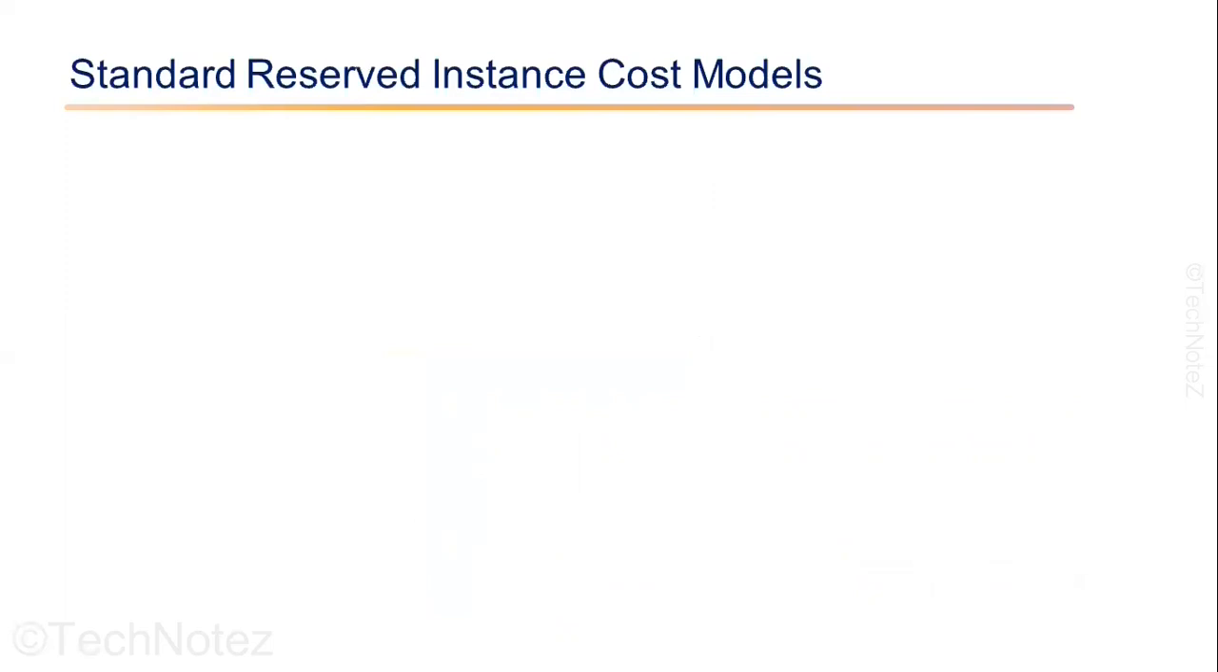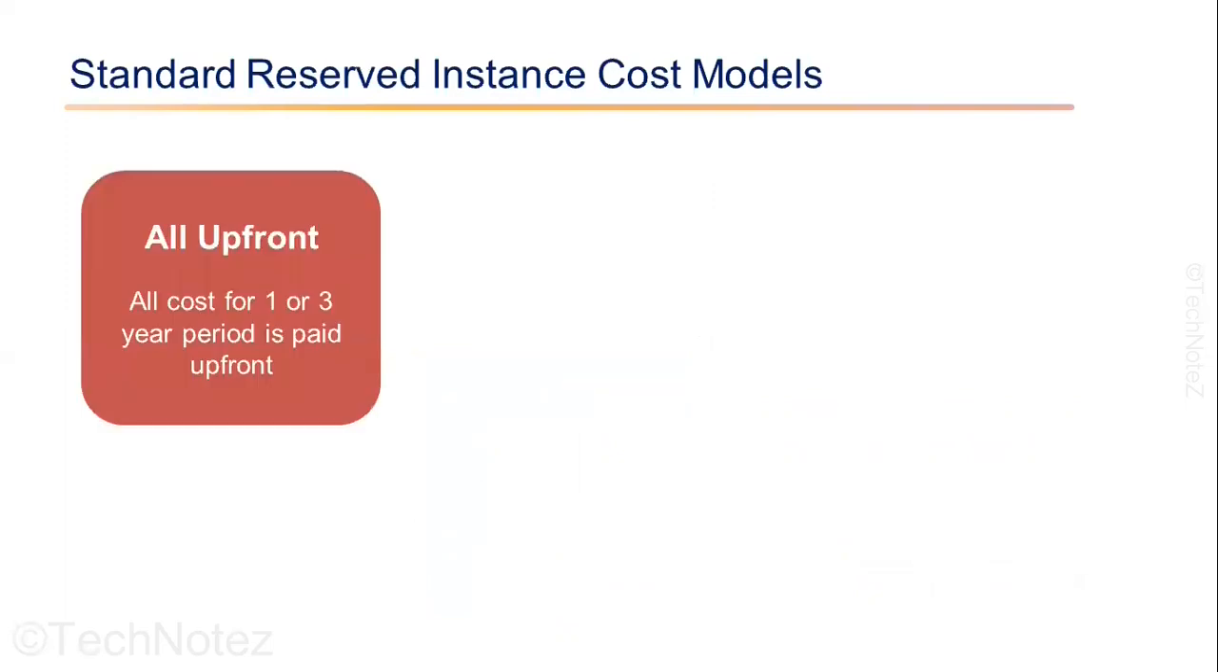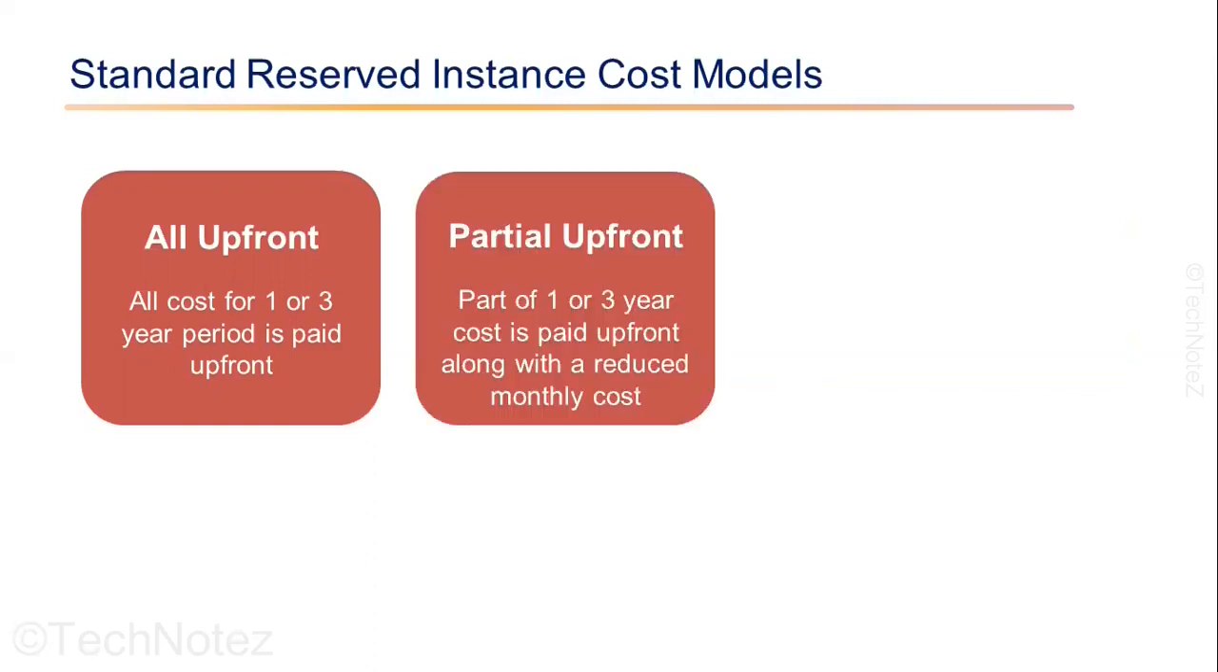So now let's look at the cost model of standard reserved instances. All upfront. With this cost model, customers pay for the entire reserved instance term upfront at the time of the purchase. This option provides the highest level of saving, up to 75% compared to on-demand instances, but requires a significant upfront payment. Partial upfront. With this cost model, customers pay a lower upfront fee and the remaining balance is paid in equal monthly installments for the duration of the reserved instance term. This option provides a lower upfront cost and the flexibility to spread the cost over time, but the savings are slightly less compared to the all upfront option.